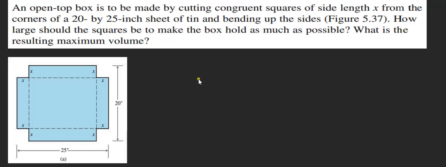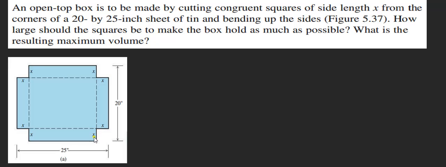In this video, we're going to continue to talk about optimization. Let's take a look at this example. An open top box is to be made by cutting congruent squares of side length x from the corners of a 20 by 25 inch sheet of tin and bending up the sides. So basically you have a 25 inches by 20 inches sheet of tin.